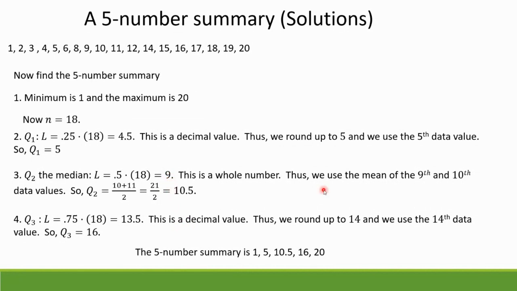So we're going to use the 9th and the 10th data values. And what do we get when we do that? Well, we look at the 9th and 10th data values. 1, 2, 3, 4, 5, 6, 7, 8, 9, and 10. So it's 10 and 11. We take the average of them. And that just turns out to be 10.5. Remember, a quartile doesn't have to be a data value. Here it is. So it could be, but it doesn't have to be.